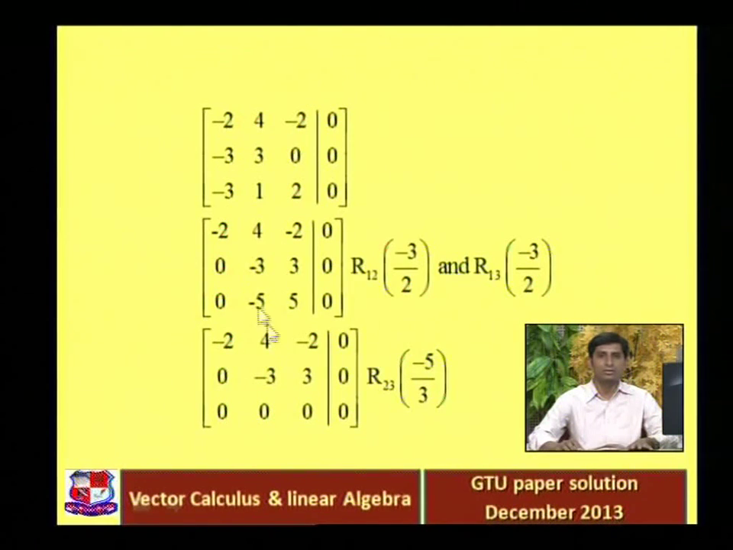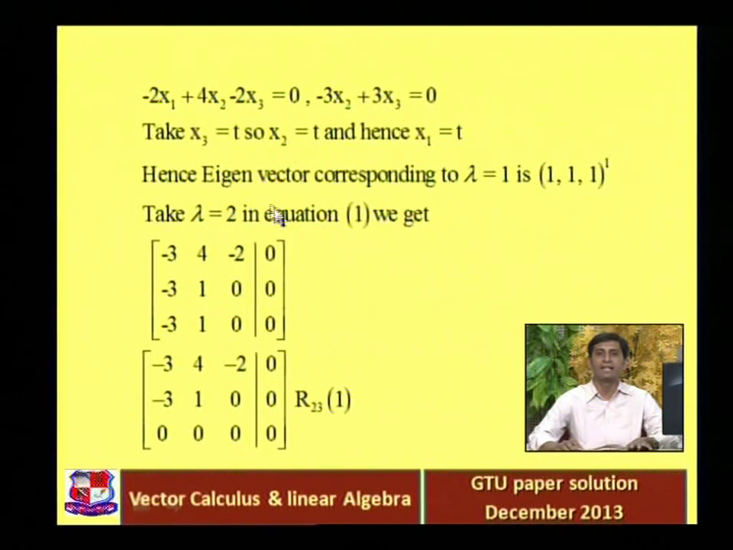Because the third column does not have any leading entry, that's why we are taking x3 equal to t. Put the value of x3 equal to t in the second equation, you will get x2 equal to t, and put the values of x2 and x3 in the first, you will get x1 equal to t. So hence the eigenvector corresponding to lambda equal to 1 is 1, 1, 1, right?